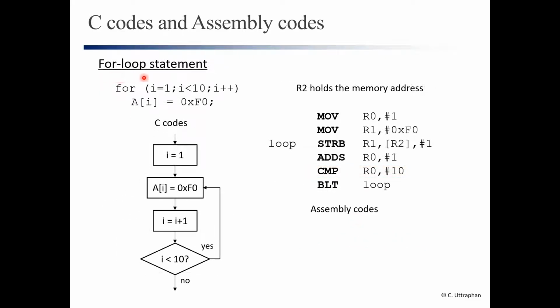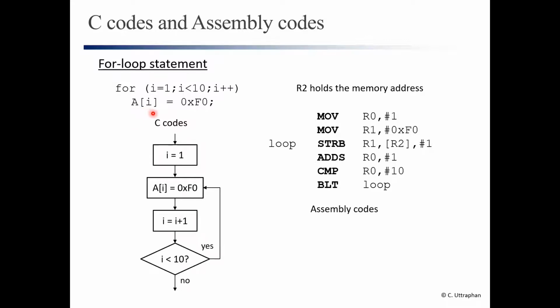For the for loop statement, for example, if we want to fill in an array of data from A1 to A9, we can write the C code like this. For I equal to 1, and while I less than 10, I plus plus. Then A[I] equal to the data, in this case, hex F0. This means that if I equals 1, then A1 equals F0, and I equals I plus 1, which is 2. Because I equals 2 is less than 10, the loop continues to A2, A3, until A9 before we can go out of the loop.